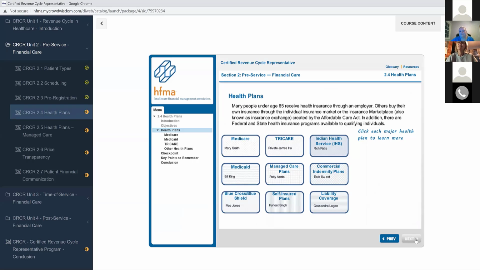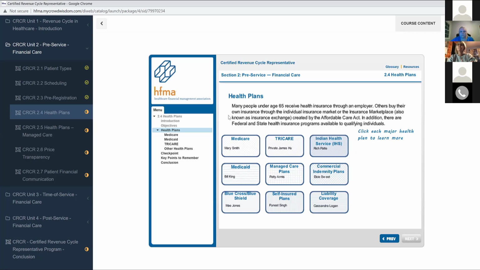Right, so we'll probably finish up with health plans, but I'm not gonna read every single thing. I think a lot of us are probably familiar with these health plans, but we will start.